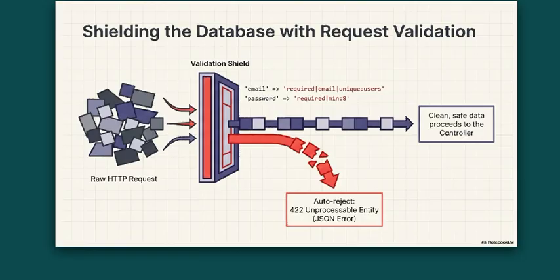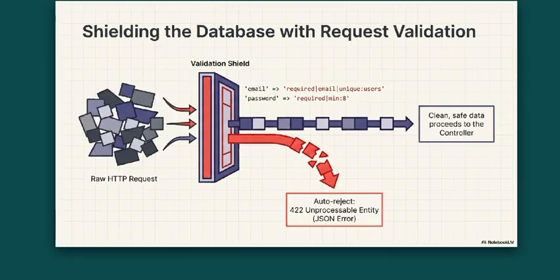What actually happens to the rejected data? If I try to register with a malformed email, how does the system respond? Does it crash? It handles the failure with absolute grace. The auto-reject mechanism kicks in. The controller is never notified. The database is never touched. Wow. The framework intercepts the bad data, automatically constructs a beautifully formatted JSON error response, attaches a 422 unprocessable entity HTTP status code, and fires it back to the client.